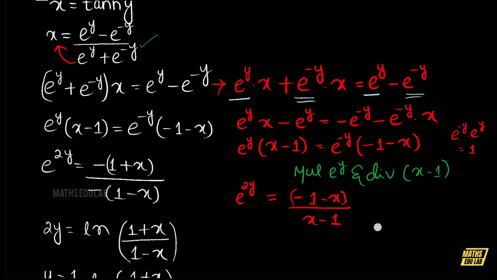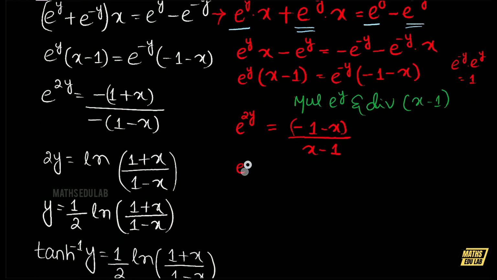So in the next step, I can write this one as e to the power of 2y is equal to minus of 1 plus x, then taking the minus as common, 1 minus x. So these two terms will cancel out. Again, we got the value here. That means e to the power of 2y is equal to 1 plus x upon 1 minus x, because we will take ln on both sides.